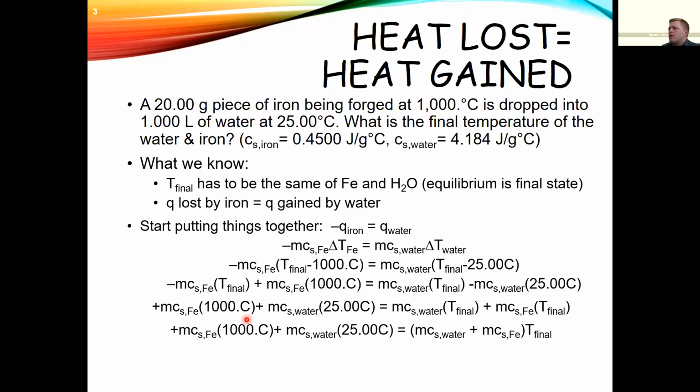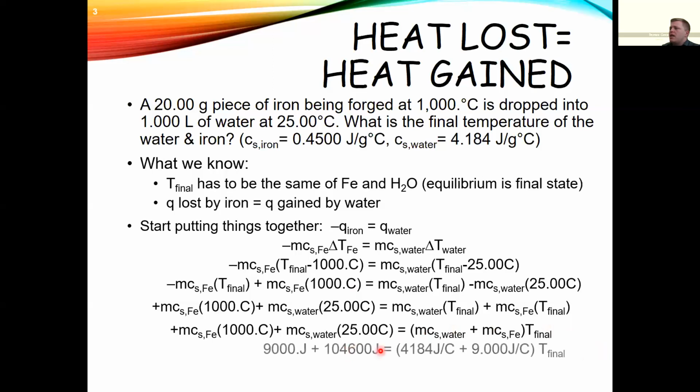Now we can just start plugging values in here. Now in our question, we have the grams of iron. For water, that's given in liters, but like we talked about last time, 1 gram of water is equal to 1 milliliter of water. 1 liter of water is equal to 1000 milliliters. That means it's also equal to 1000 grams. So now we have our mass, our heat capacity, all our temperatures.